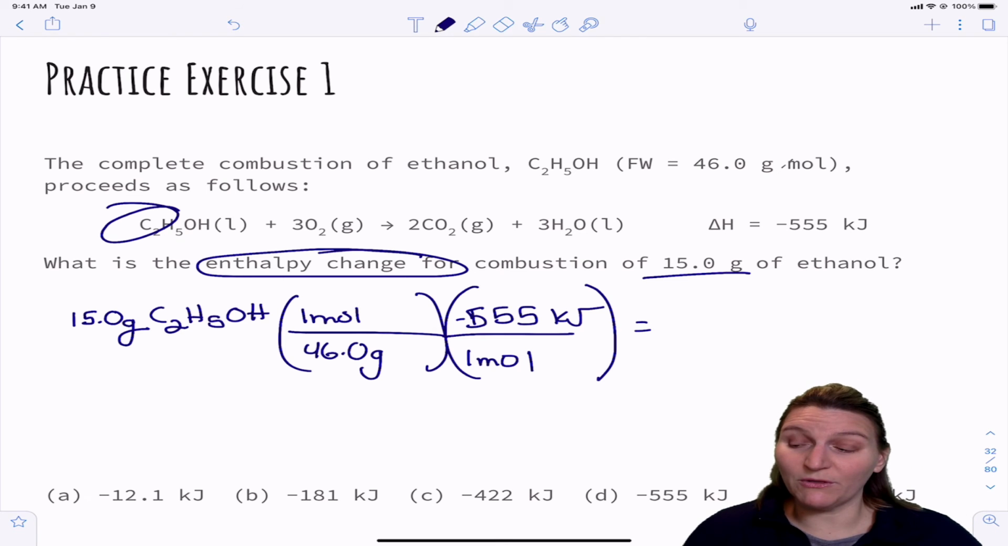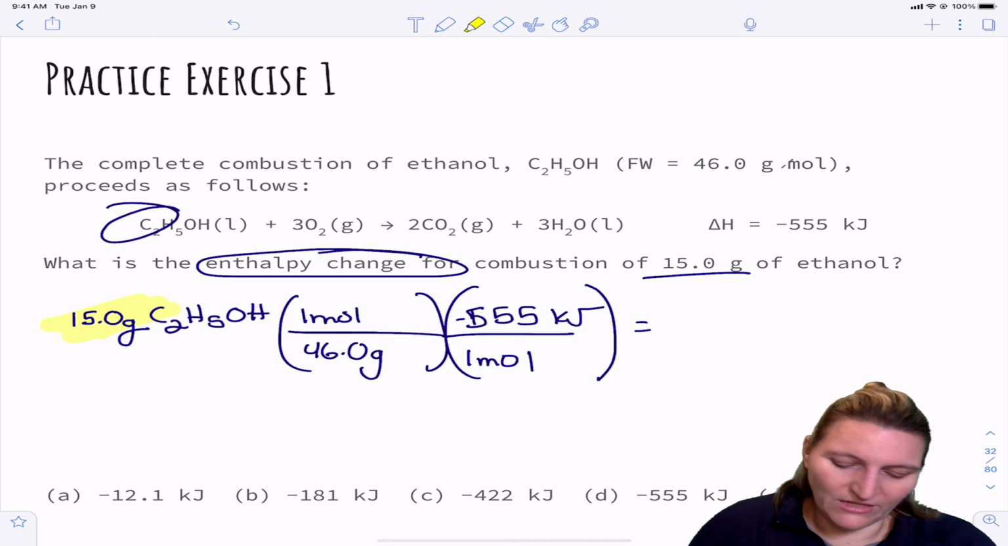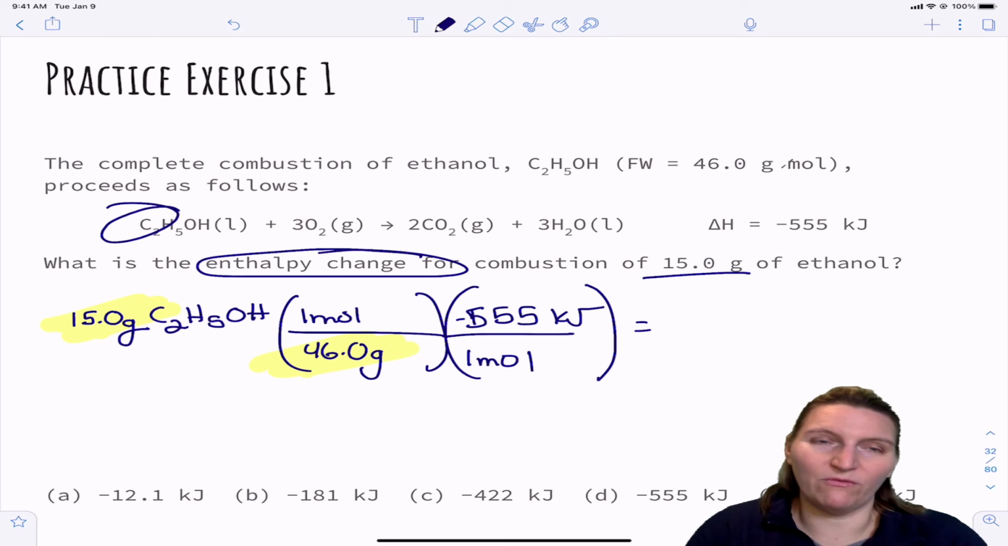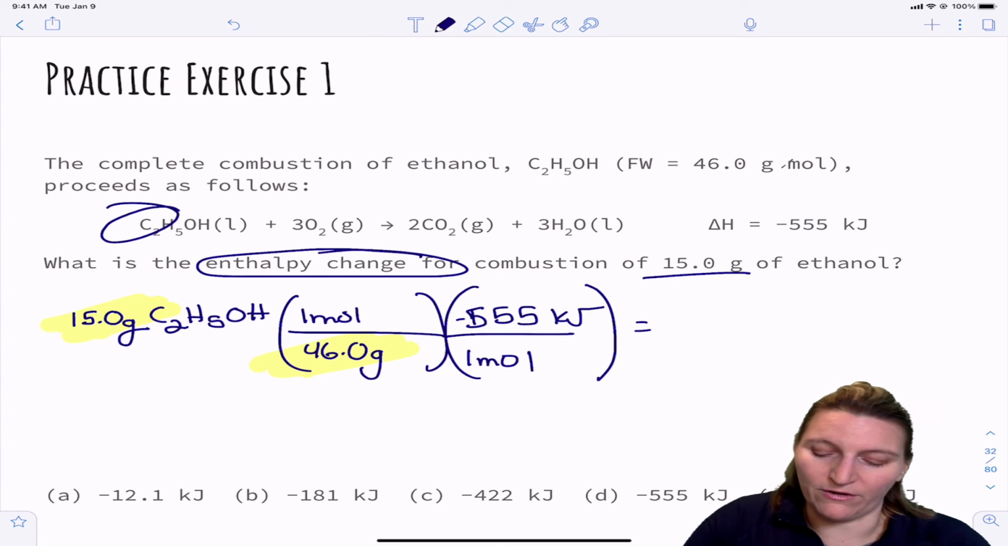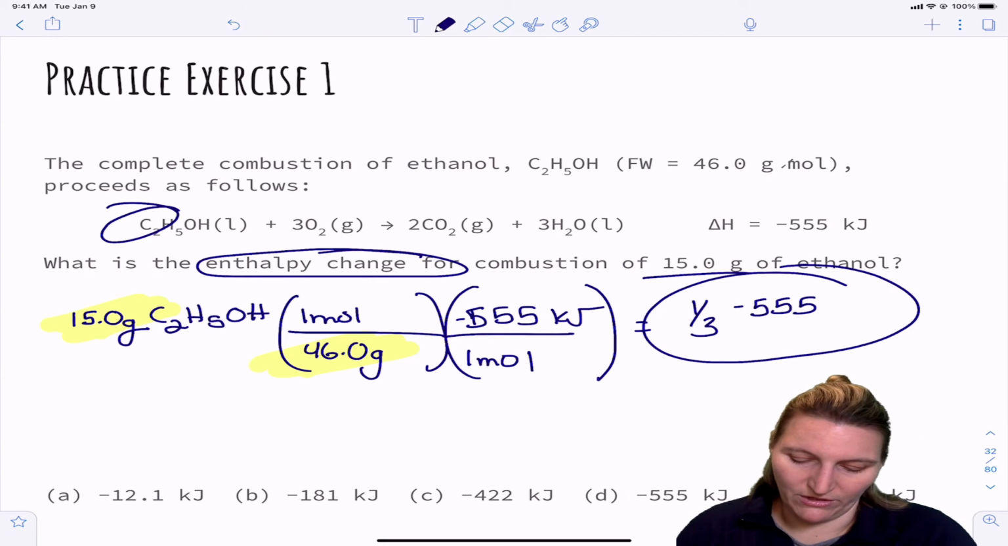Notice this is a multiple choice question. So could you do this without a calculator? Well, if you notice that 15 and 46, that's about 15 over 45. That's about a third. So really what I would want to do is look for what number is about a third of negative 555. That would be what I'd really be looking for.